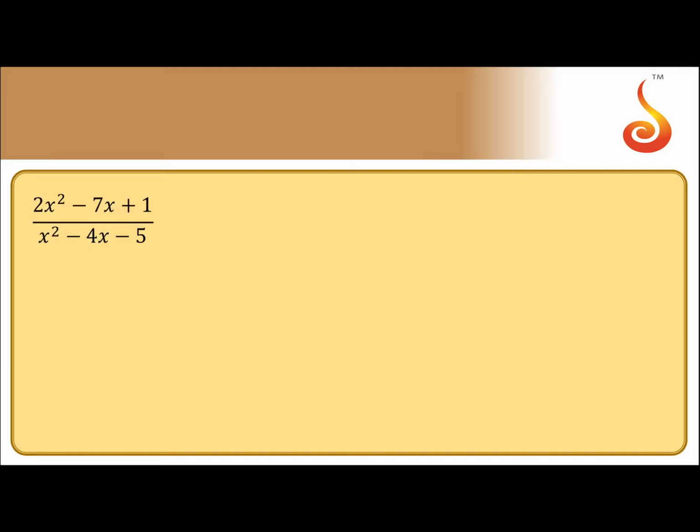And this is an improper fraction, having the numerator and denominator of the same degree. You have to divide the numerator by the denominator: 2x² − 7x + 1 divided by x² − 4x − 5. 2 times the divisor is 2x² − 8x − 10. Subtracting it, x + 11 is the remainder.